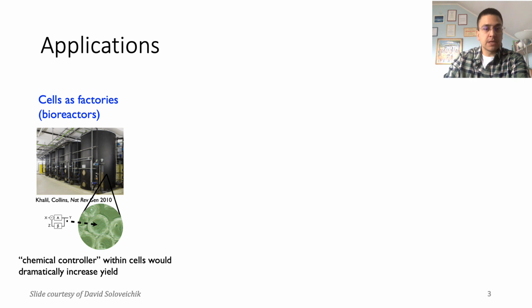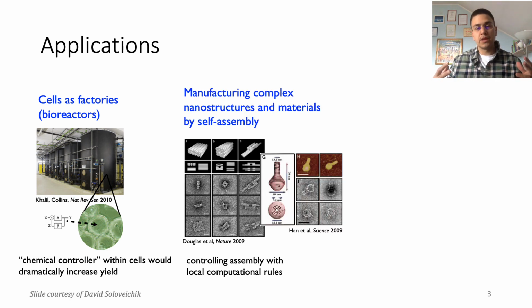One, we can design chemical controllers that can help increase the yield within bioreactors. Two, we can help in manufacturing of nanostructures and materials via self-assembly, where we can design tiny molecular structures that, based on local interaction rules that we encode, interact with each other and construct a larger pre-planned shape. On such a tiny scale, this is the only technique that could build complex shapes.